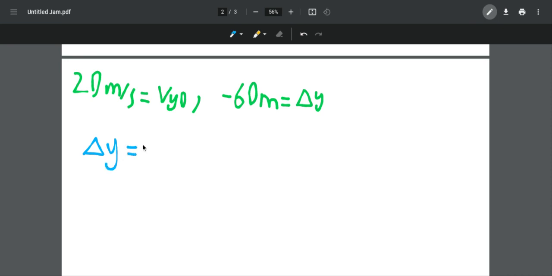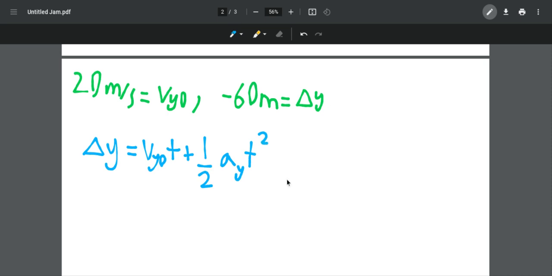is equal to the initial velocity, v sub y0, times t, the time we want to solve for, plus 1/2 multiplied by the acceleration, which we call a sub y, multiplied by t squared.